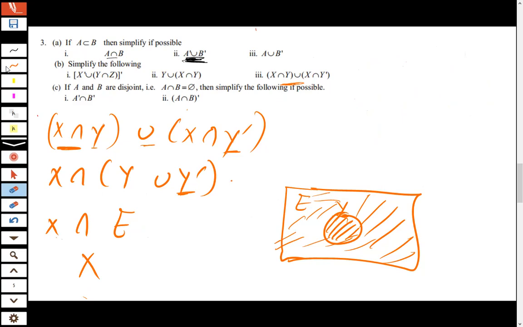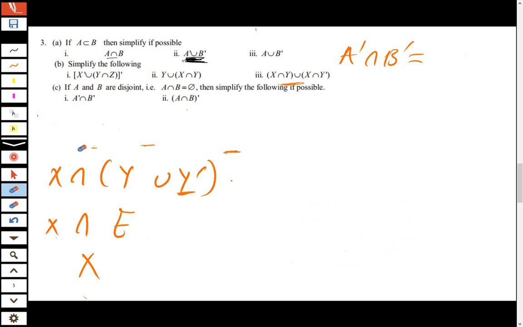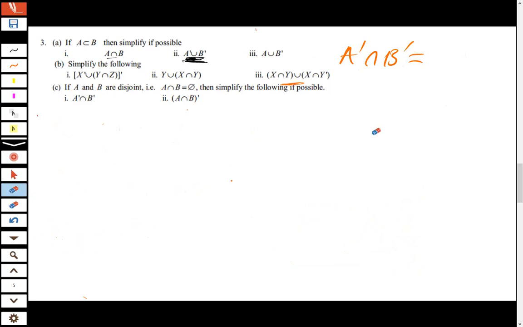And so the last question is simply just A complement intersection B complement. Oh, the question says if A and B are disjoint, meaning A intersection B is an empty set. So if they talk about two disjoint sets, let me just draw what they're talking about here. If they say A and B are disjoint sets, means that the two sets have no intersection, or rather the intersection set between the two sets is simply just an empty set.